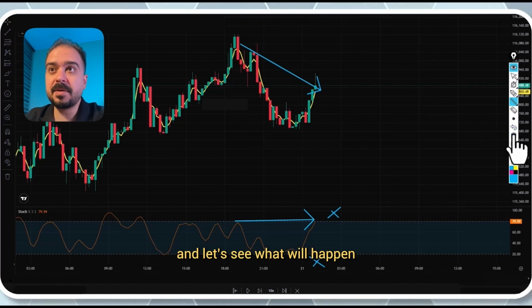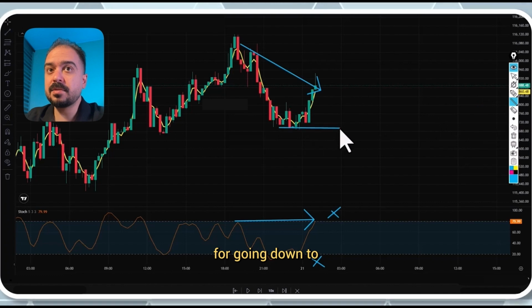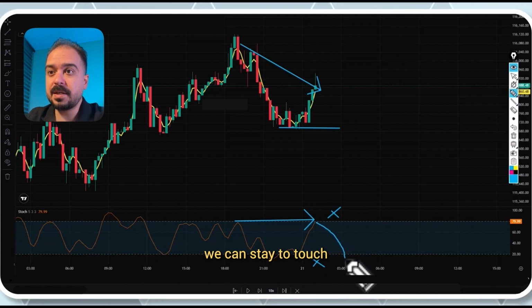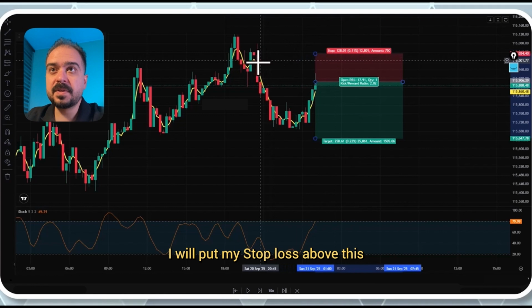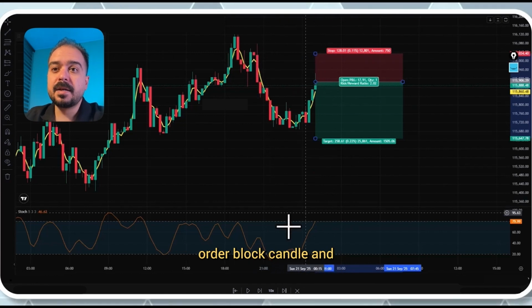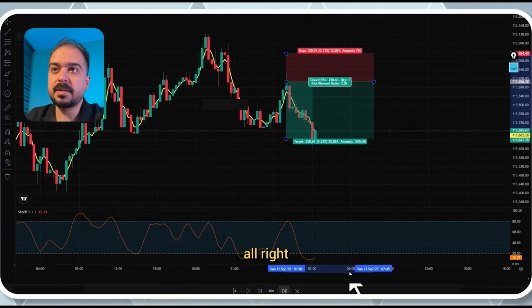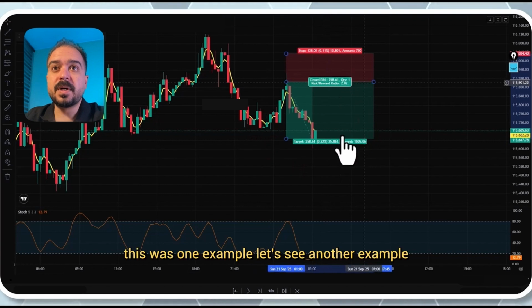And let's see what will happen if we open a position here. For example, we're going down to this place until we touch this saturation area and the stochastic comes down like this. We can stay to touch this area. Let's have a position. I will put my stop loss above this order block candle and we can go with position. Let's see. All right, the TP touched, 1 to 2 risk to reward ratio, and this was one example.